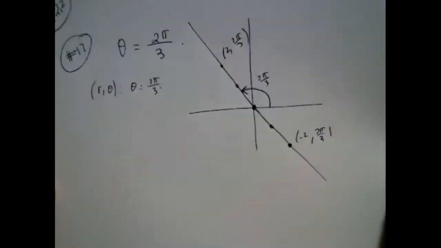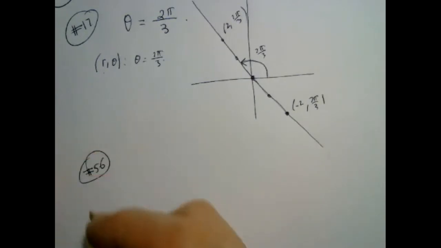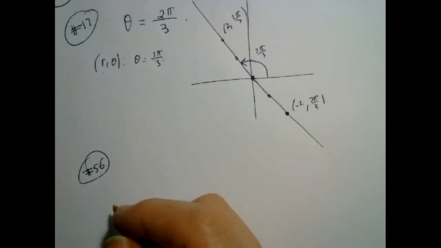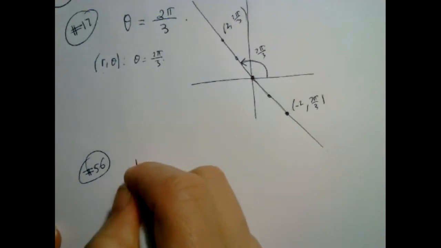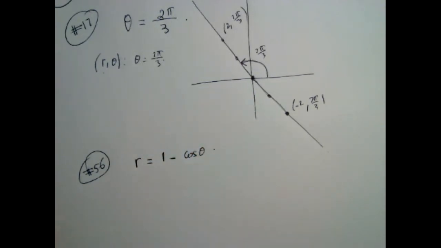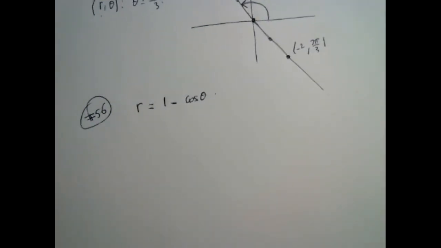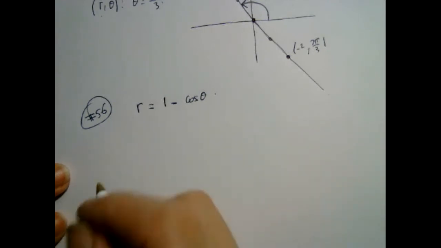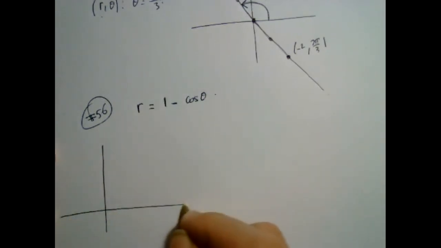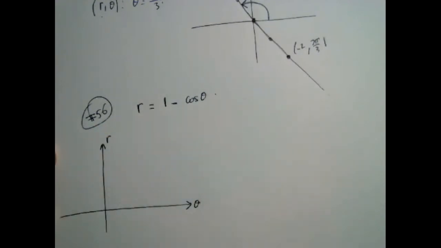Okay. Now let's look at 56. So we have to sketch R equals 1 minus cosine theta. Okay, and we're going to do them like we did last time. First, we're going to have two graphs. The first graph is the R-theta graph. So this is the theta, and this is the R. And on this graph, I'm going to sketch how R is changing with theta.